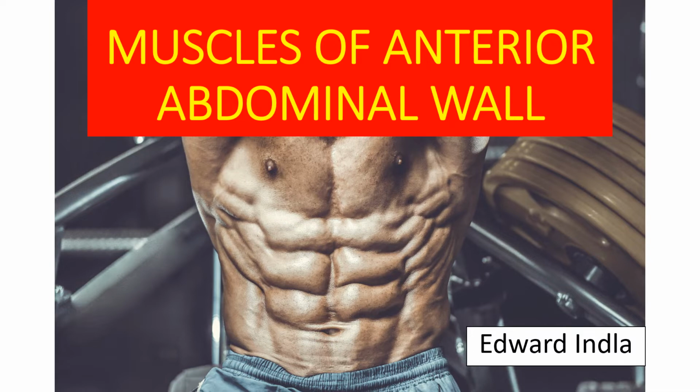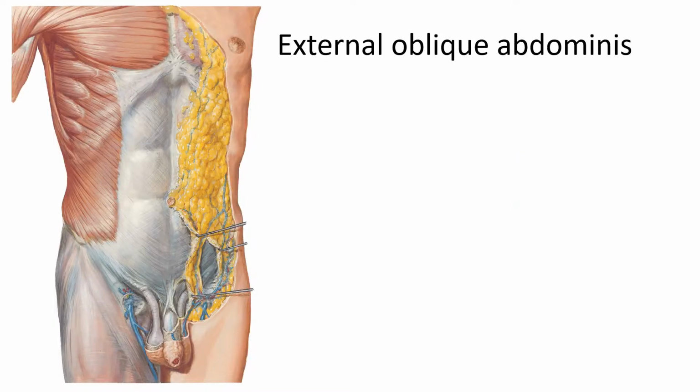Like, comment, and share. In today's class, we are going to discuss the muscles of the anterior abdominal wall. In this anterior abdominal wall, we are going to see three muscles which are present obliquely, and one muscle present vertically. There is another vestigial muscle also present, but it is rudimentary in humans. So the first and foremost muscle which we are going to see is the external oblique abdominis muscle.